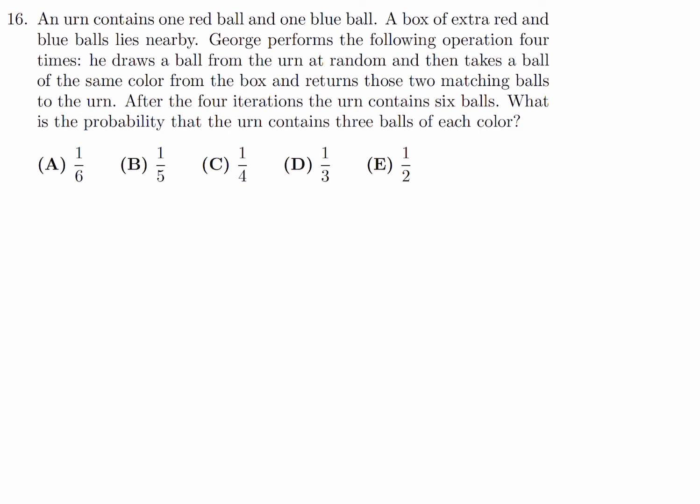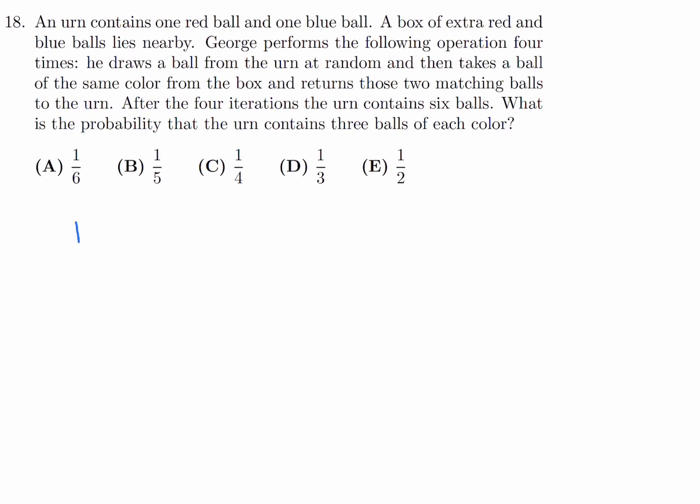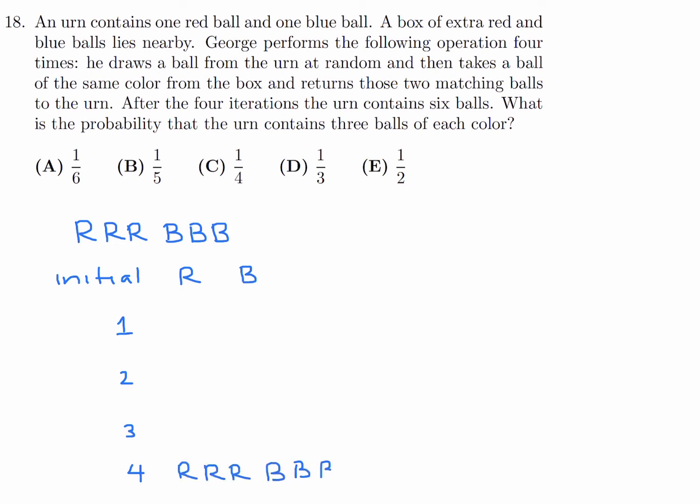After 4 iterations, the urn contains 6 balls. What is the probability that the urn contains 3 balls of each color? So we want a final result that's R, R, R, blue, blue, blue. Now we initially started with just 1 R and 1 blue. So we have iteration 1, iteration 2, iteration 3, and iteration 4. And after the fourth iteration, we want this kind of scenario, 3R and 3B.